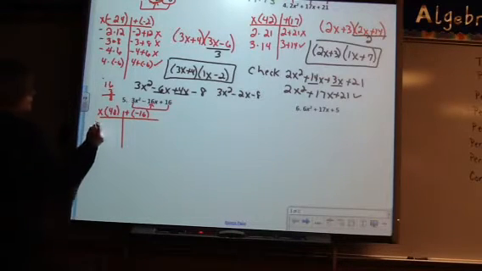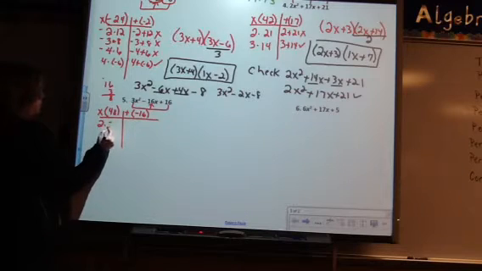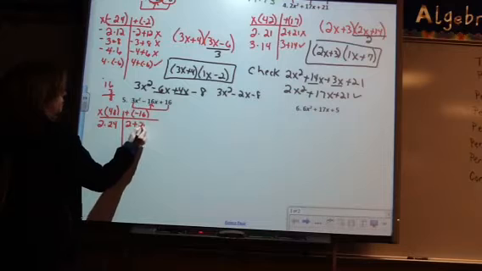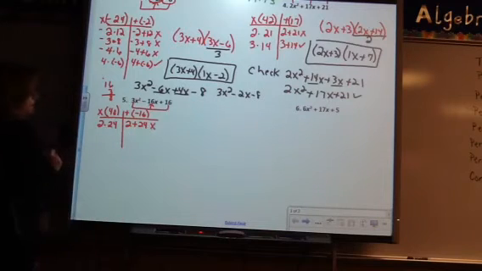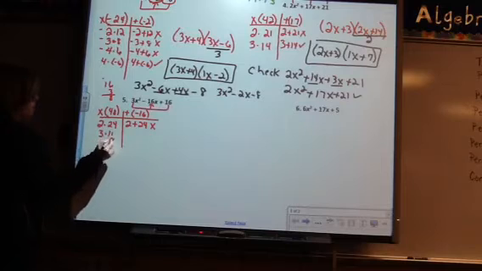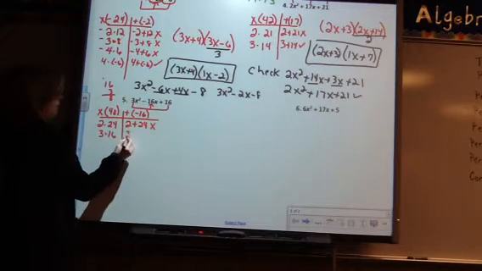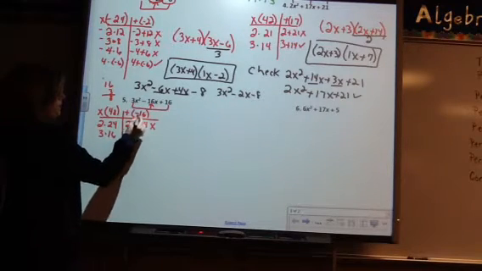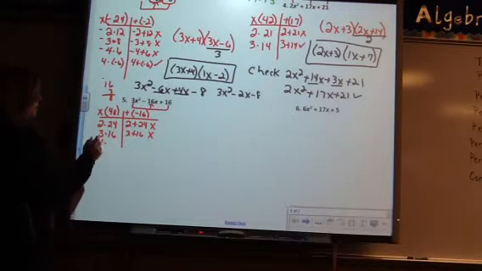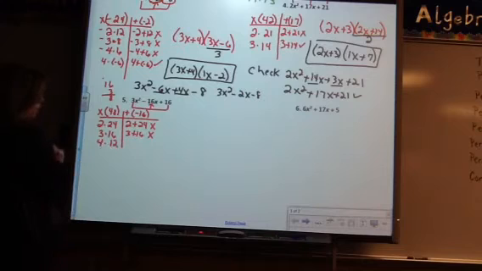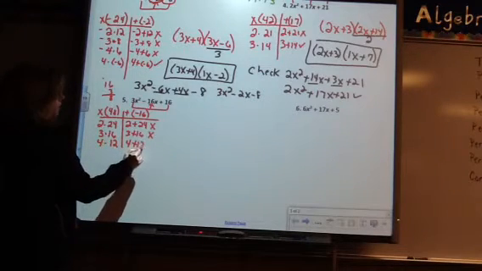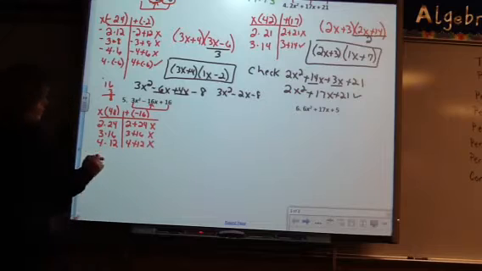Okay, so I know 2 times 24 will give me 48, but does 2 plus 24 give me a negative 16? No. I know 3 times 16 will give me 48, but does 3 plus 16 give me a negative 16? No. I know 4 times 12 will give me 48. 4 plus 12 gives me a positive 16.